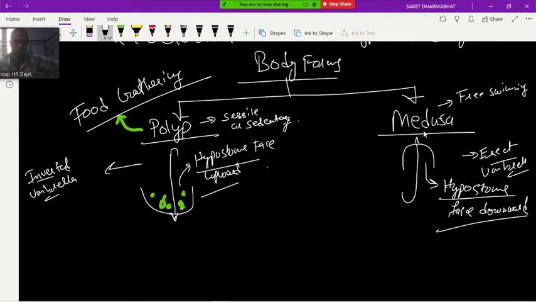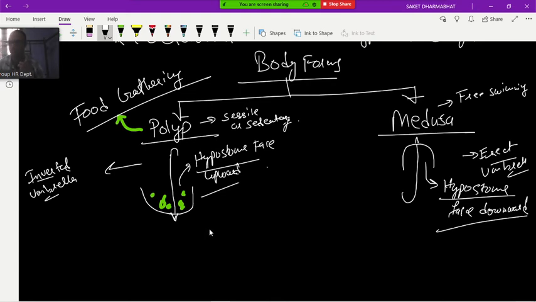But this is free swimming, so no need of food gathering. Whenever the medusa form feels hungry, they can go anywhere, they can eat anything. But this polyp form can't go from one place to another. That's why they are always involved in what? Food gathering. One thing you tell me, this polyp form can't go from one place to another place, but this medusa can.